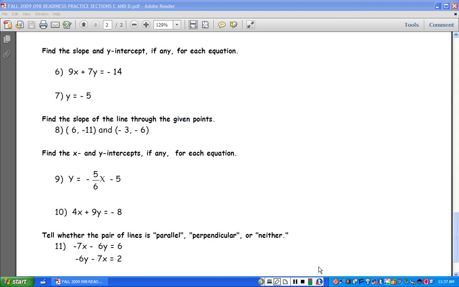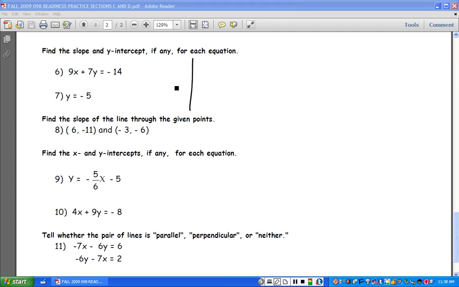Problem number 7, y equals -5. Notice, for one, this problem is already solved for y, and 2, there's only one variable present. There is no x in this problem, it's just a y. And what I tell my students is, anytime you're graphing linear equations and you only have one variable, then you're going to have either a vertical or a horizontal line. Whatever variable is present, your line is going to touch that axis. So since we're dealing with the y variable, whatever line we draw, horizontal or vertical, has to touch the y-axis.